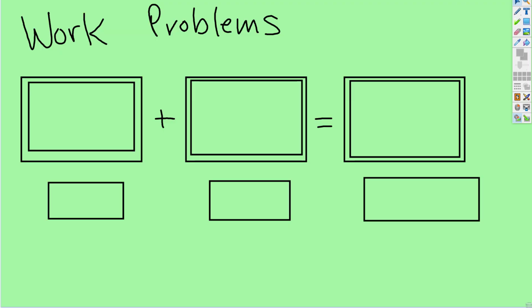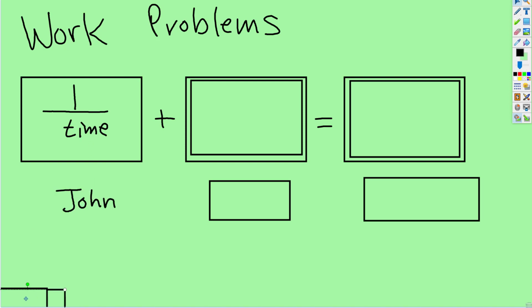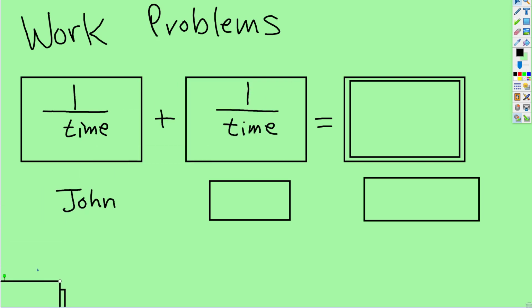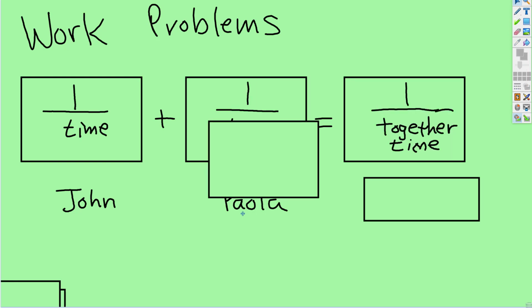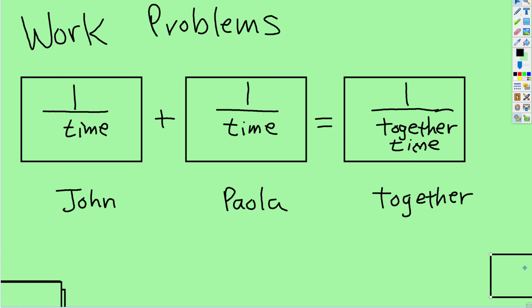Okay, work story problems. So what typically happens, the setup is somebody is completing one task in a certain amount of time. Let's call that person John. Then there's somebody else completing the exact same task. Now this is all theoretical anyway, and that person's name might be Paula. What they want to know is if those two work together to do that exact same task, how much time would it take together? All right, that's the together time.